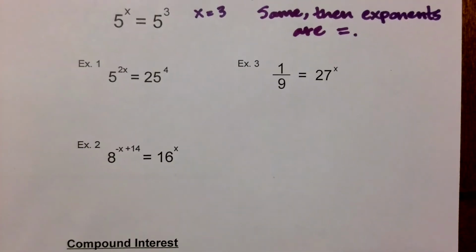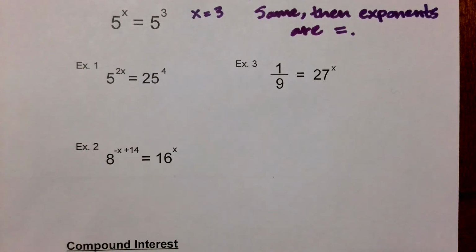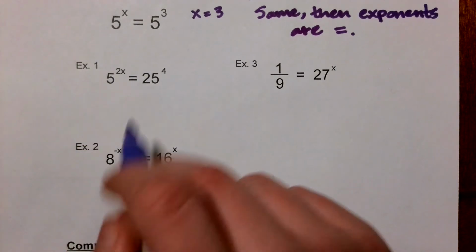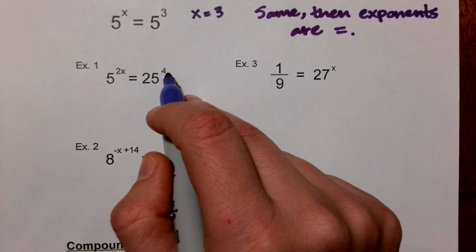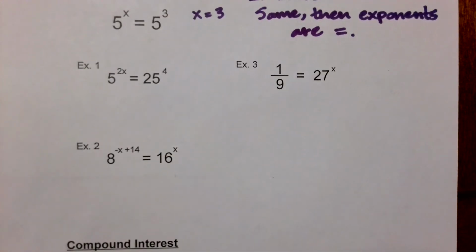So for example 1, we don't always have this situation where I have my bases the same to start with. Sometimes I have to get the bases the same on my own. The way that we're going to do that is by rewriting our base as something equivalent, that is that base raised to a power. So for example, in this first example, I have 5 being raised to a power and then 25 being raised to a power. If I could rewrite 25 as 5 to a power, then they would both have the same base. So sometimes you're going to be rewriting one of them as the other base to a power. Sometimes you'll have to rewrite both.